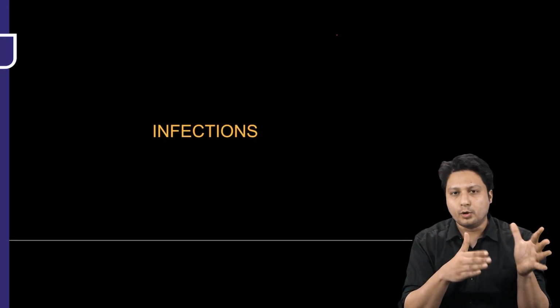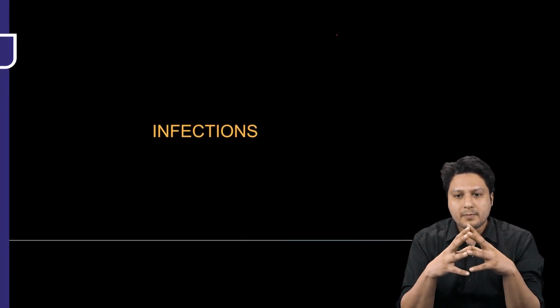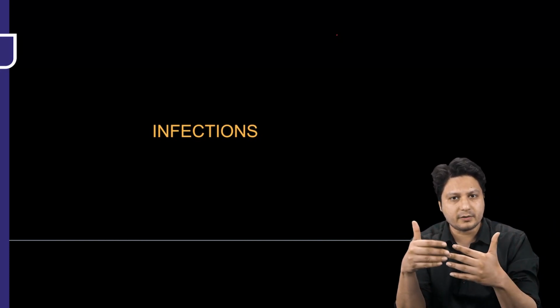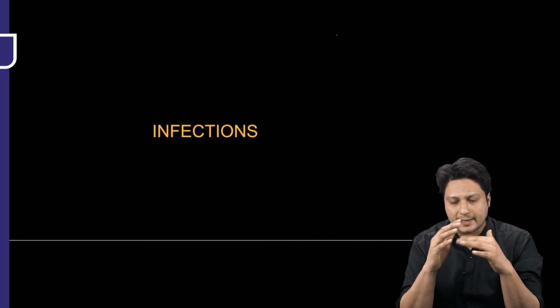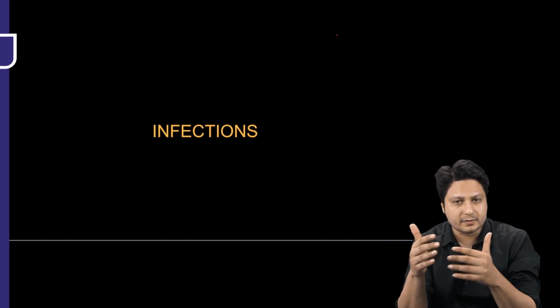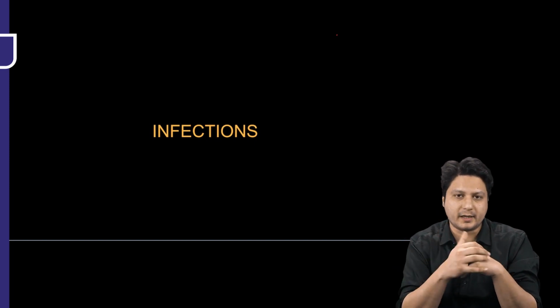Let's have a discussion on the bone infections now. Infections in the bone can be categorized into two. One is pyogenic infection, the other one is tubercular infections. As far as pyogenic infections are concerned, they are further categorized into acute osteomyelitis, chronic osteomyelitis, then subacute varieties.